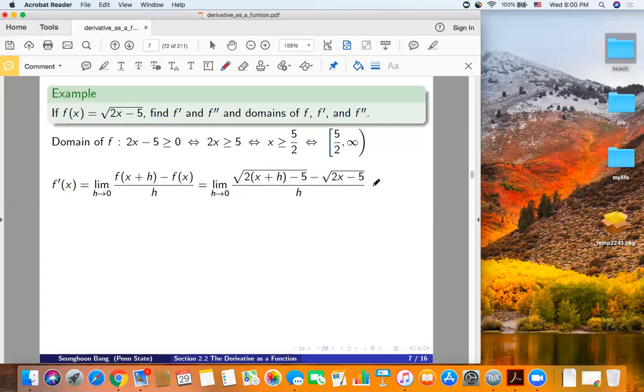So we have it. The next step, how can you solve this limit problem? You can multiply the top and bottom by the conjugate of the top one. What's the conjugate? You keep the square root of 2 times x plus h, keep the negative 5, and only change this negative sign. Plus root 2x minus 5, same. Square root of 2 times x plus h minus 5 plus root 2x minus 5. This is like step 1.